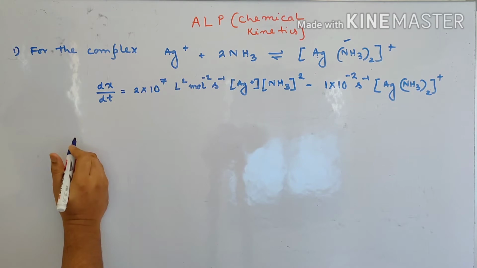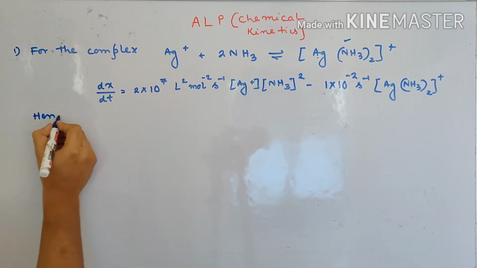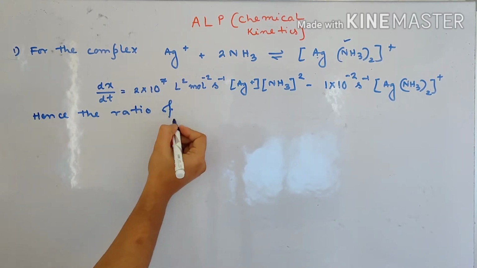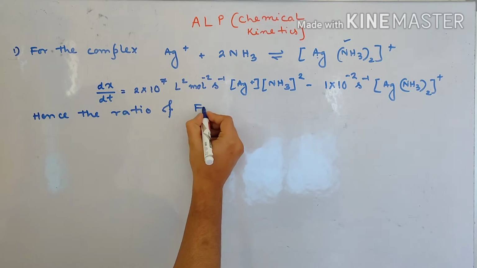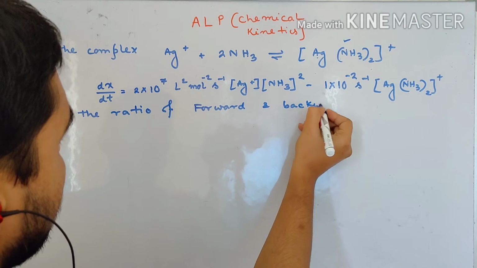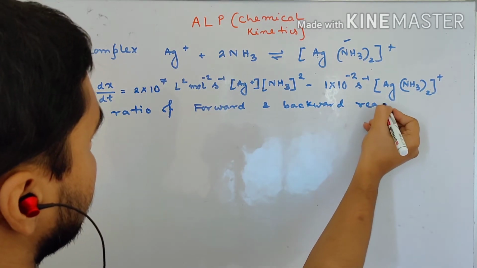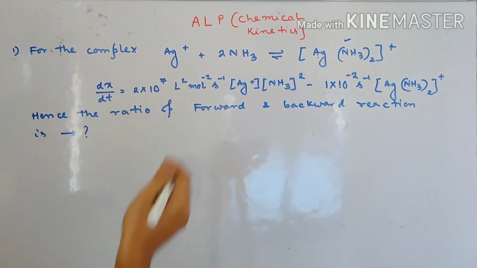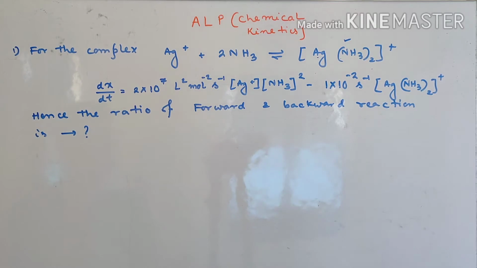The question is, hence the ratio of forward and backward reaction is. There are options. I am not writing down the options because if the options are given, the problem will be easier because it gives us the chance to back calculate. So without having the options, let us see whether we are in a position to solve it or not.